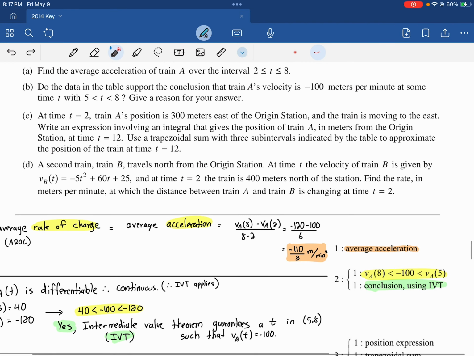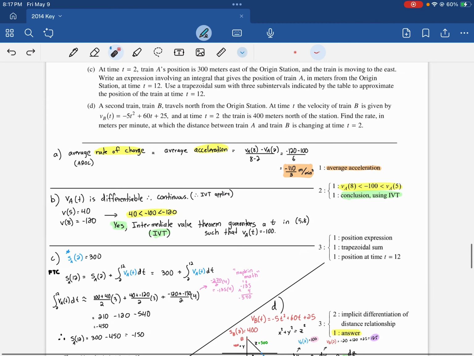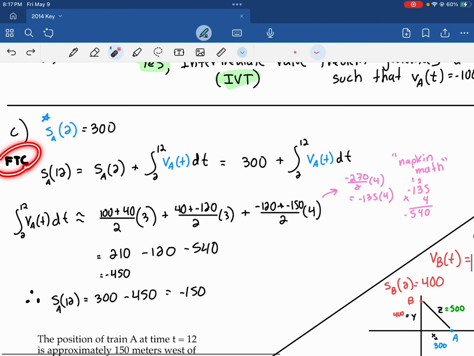At time t equals 2, train A's position is 300 meters east of the origin station, and the train is moving to the east. Write an expression involving an integral that gives the position of train A in meters from the origin station at time t equals 12. Use a trapezoidal sum with 3 subintervals indicated by the table to approximate the position of the train at time t equals 12. I'm really thinking fundamental theorem of calculus here.